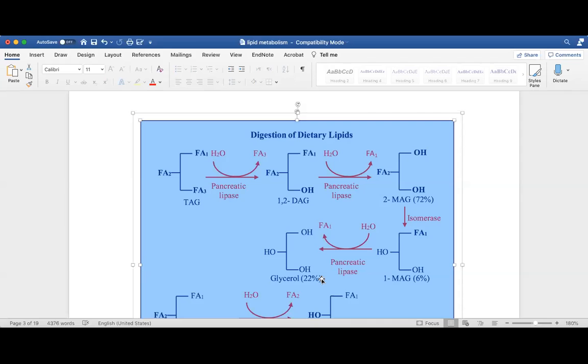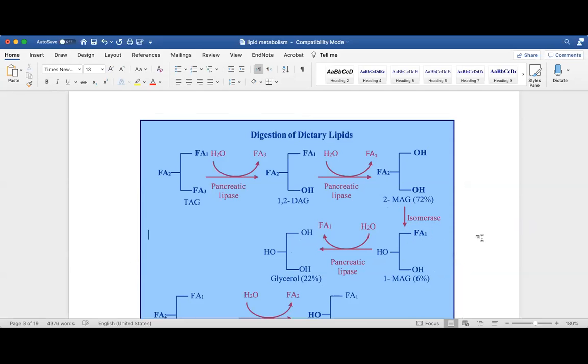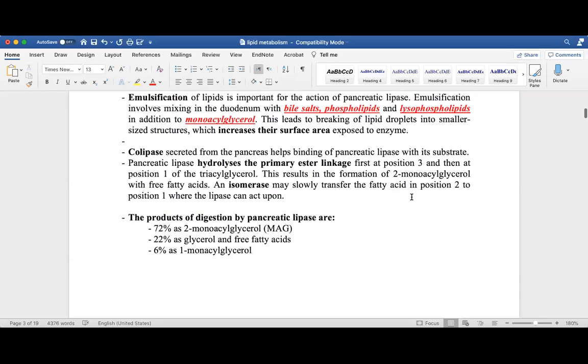We have studied glyceraldehyde in carbohydrate chemistry. 22% of triglycerides in our diet are converted into glycerol. Again, 72% of the lipids in our diet are converted to monoacylglycerol with a fatty acid at position number 2. 6% of the fats in our diet are converted to monoacylglycerol with a fatty acid at position number 1. 22% of the fat in our diet is converted into glycerol, and please revise the structure of glycerol from carbohydrate chemistry. These are written here.